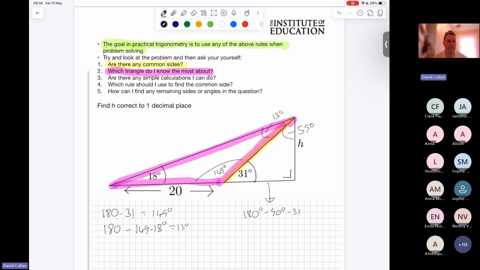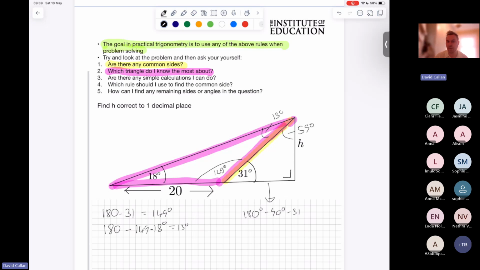So that was my first things to do. Common sides, which triangle do you know the most about, and then mark in the simple calculations. There's usually 1 or 2 simple calculations you can always do. And you've put lots of stuff on the page, and you've actually got some pretty filled in work here. Now, the next one is, which rule should you use to find the common side?